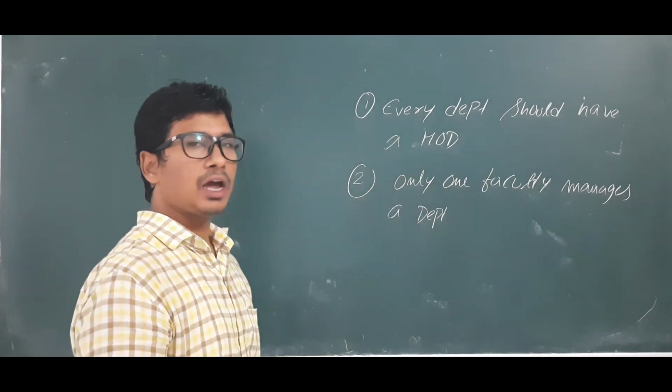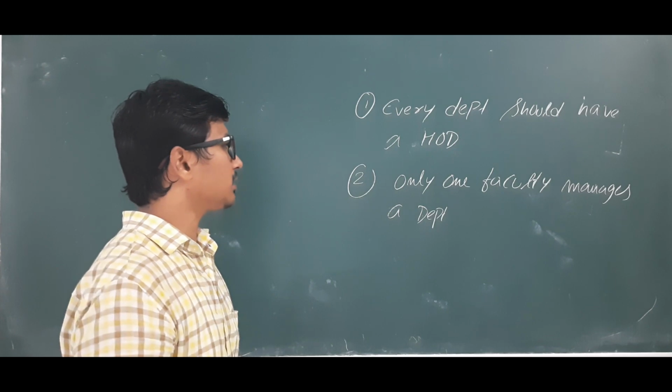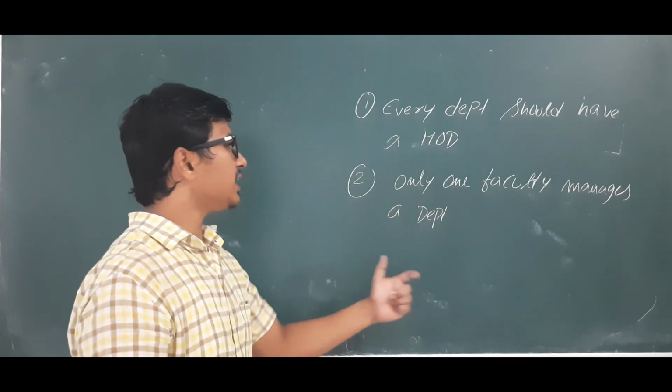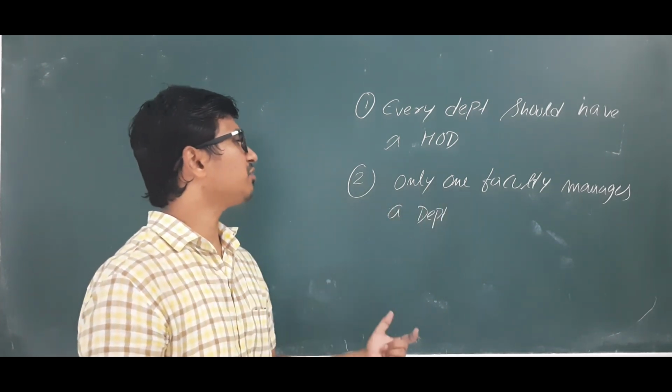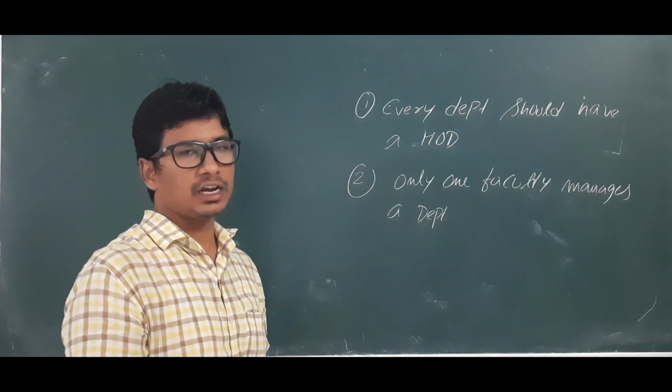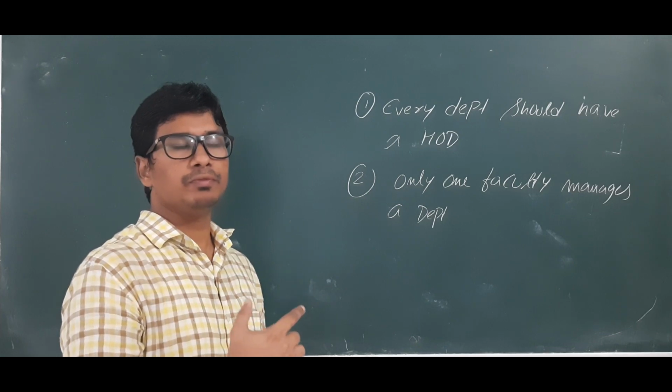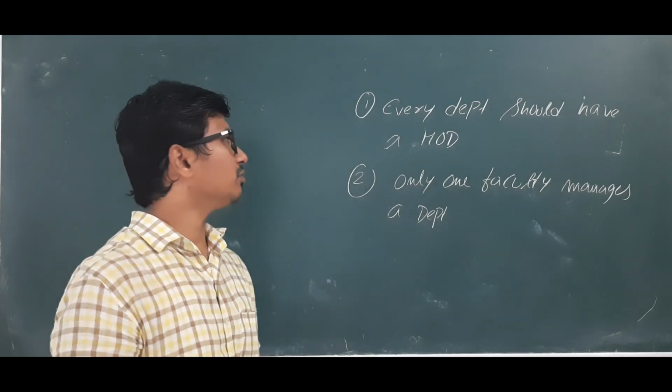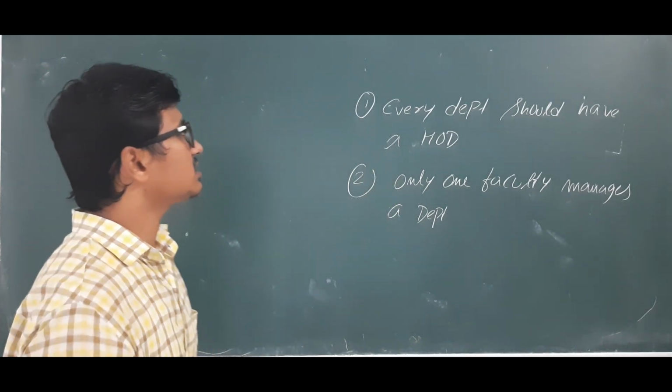Every department should have a HOD. HOD means head of the department. Only one faculty manages a department, meaning only one faculty can act as a HOD. Means in a department, n number of faculties will be there. Among them, one will act as the head of the department. So now we will see how many.